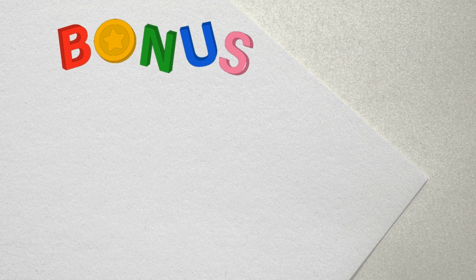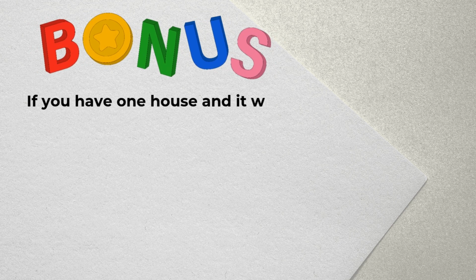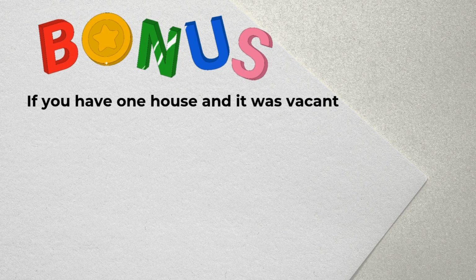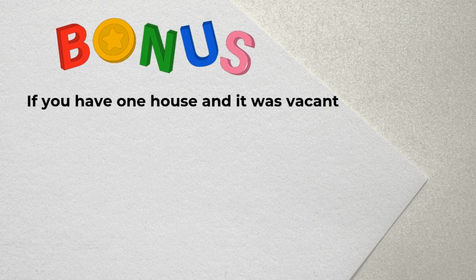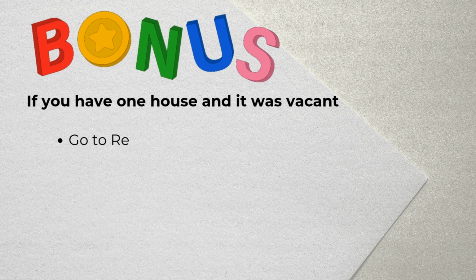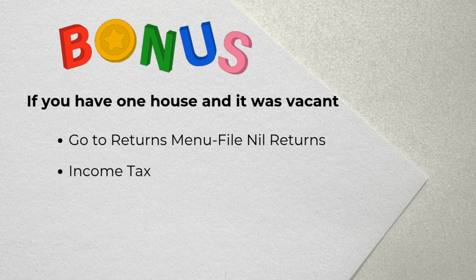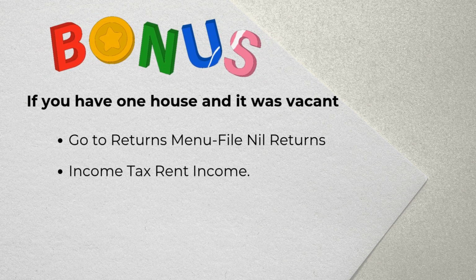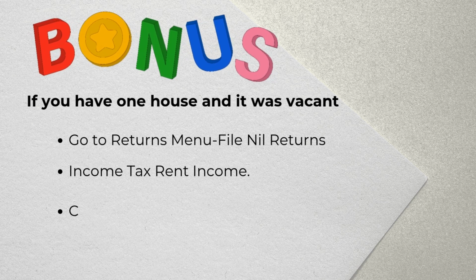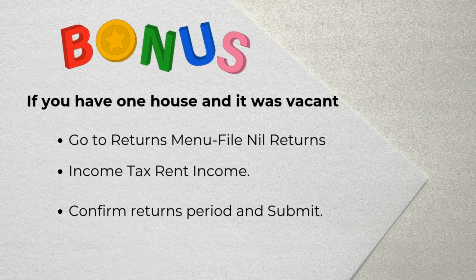A quick one: if you did not receive any rent for a particular month, maybe because you have one house and it was vacant, you file nil returns. So you'll go to Returns menu, then File Nil Returns. Select Income Tax Rent Income, and then confirm the return period, then submit the returns, and you are done.